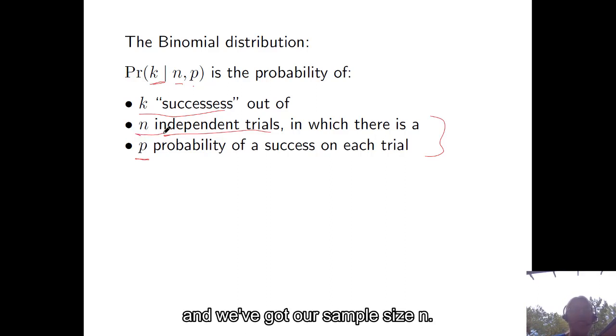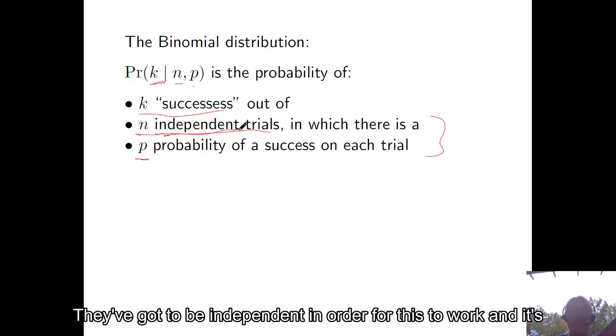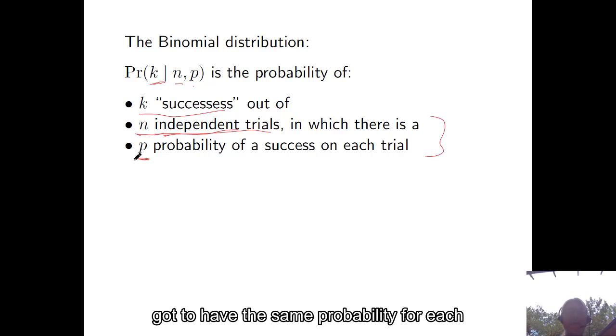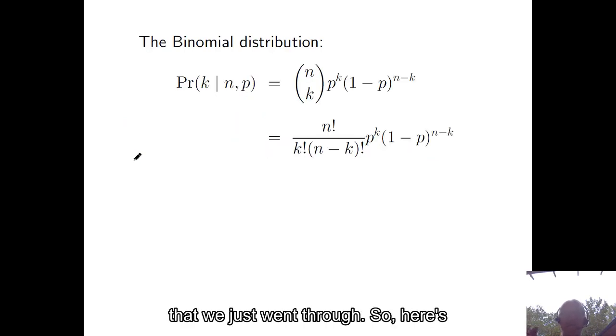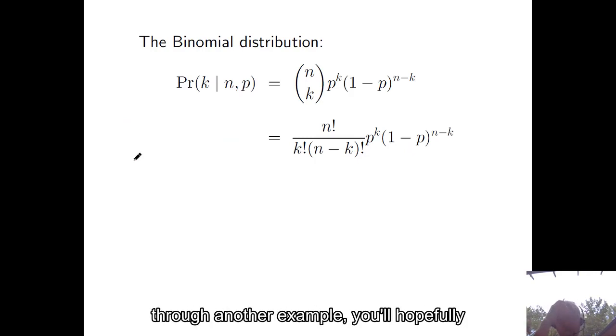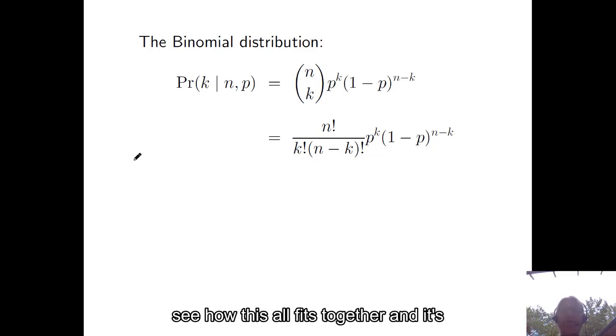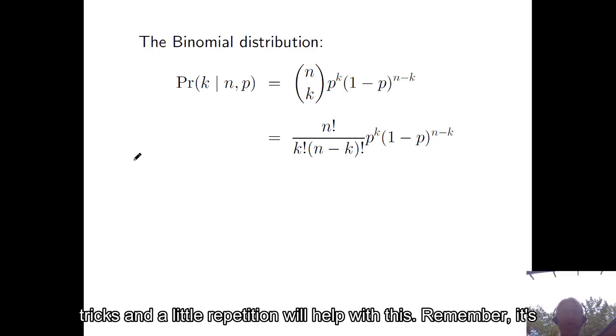And we've got our sample size n. They've got to be independent in order for this to work, and they've got to have the same probability for each one of them. But we can use this binomial distribution, and we can calculate the probability of any outcome that we want using that formula that we just went through. So here's the formula again. I know it looks a little intimidating, but as we work through another example, you'll hopefully see how this all fits together, and it's not too bad once you learn the basic tricks, and a little repetition will help with this.